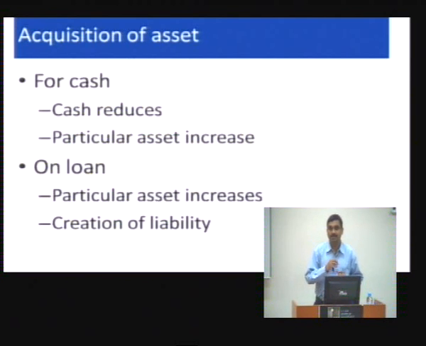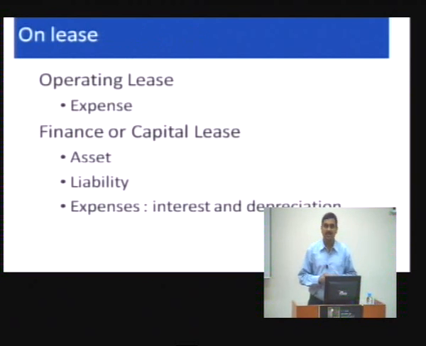Now let us see what happens on a lease. In case of a lease, the ownership of the asset is not passed on to the buyer. So therefore, there is a tricky question: will or should the asset appear on a balance sheet? The answer to that question depends on whether it is an operating lease or a finance lease.